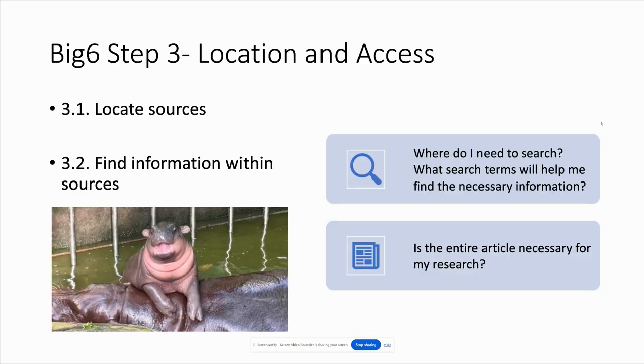Now, location and access. Finding the sources. Sometimes using specific keywords or looking at certain pages. What I noticed in high school is that we just kind of type something in on Google and hope for the best. That is not the only way to research, and that may not help you actually find what you need. So, where do you need to search? What search terms will actually help you find information that's going to be relevant for your topic? That is an important step.